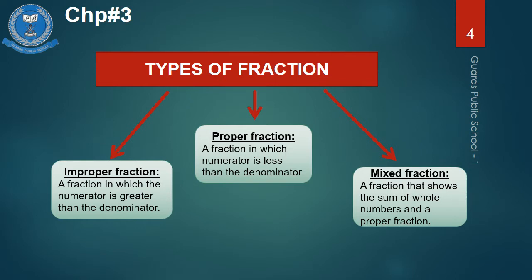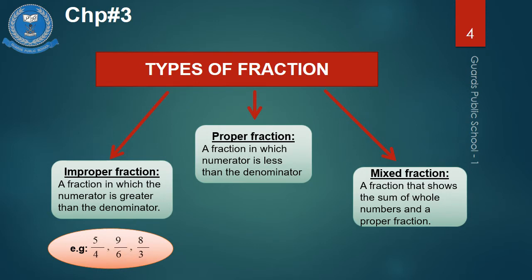So let's see some examples. 5 upon 4. In 5 upon 4, 5 is numerator which is greater than 4 which is denominator. 9 upon 6, then 8 upon 3. You can write some more examples in your copy.